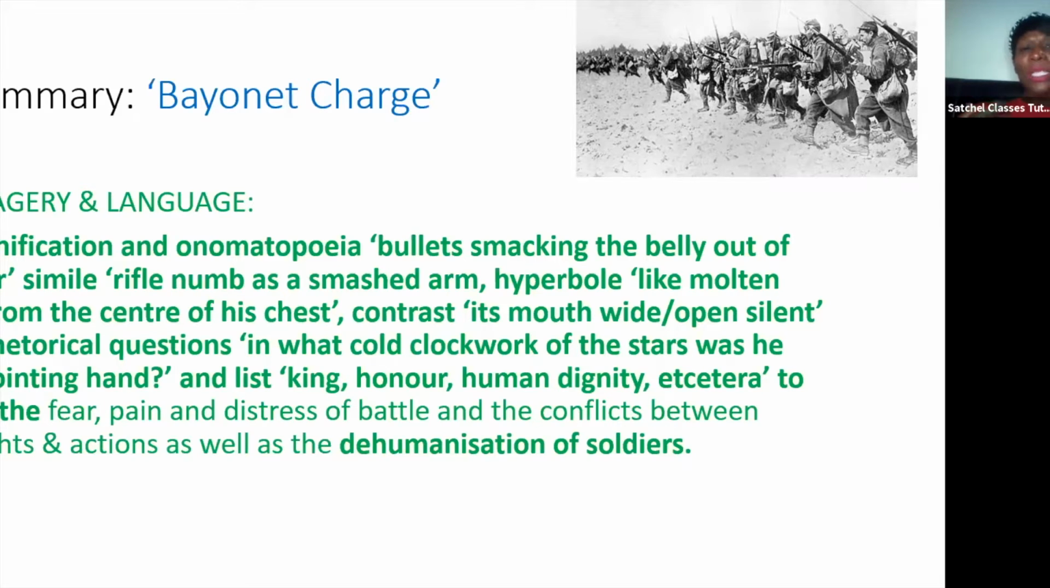It also uses the simile "the rifle numb as a smashed arm," suggesting that the rifle is completely useless, almost as useless as a broken limb, because he is in defense mode rather than attack. And then the hyperbole, "like molten iron from the center of his chest," is talking about his sweat and how hot he is. But it's also dehumanizing him. He's nothing but a machine, because inside him all there is iron in the center of his chest. His heart is no longer there. His emotions and his compassion have been ripped out.